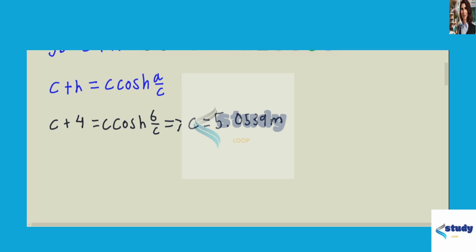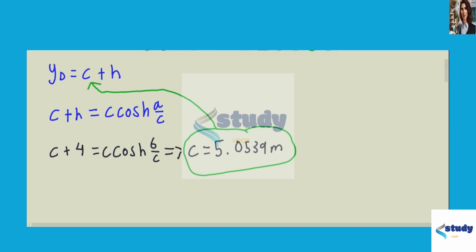And we take this value of c, and we can plug it into this term here. And since we know what h is, we can then find what the length y of d is. So y of d is equal to the length c plus the length h, which is given as 4. And this will give us a length of 9.054 meters.